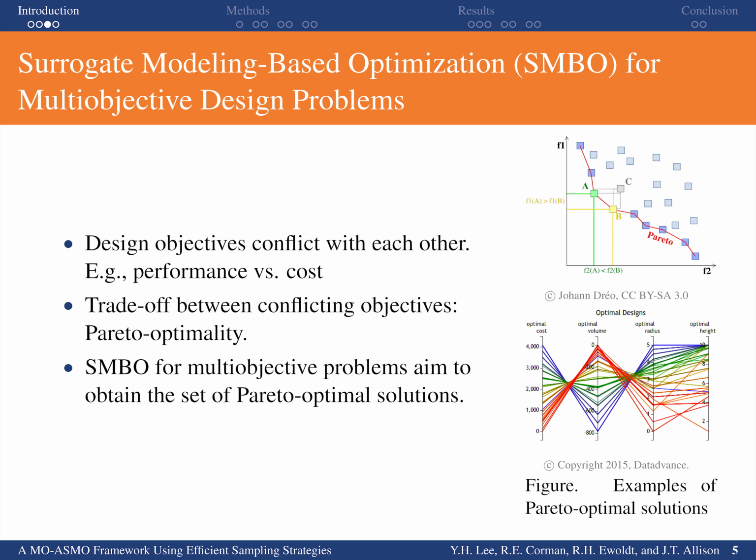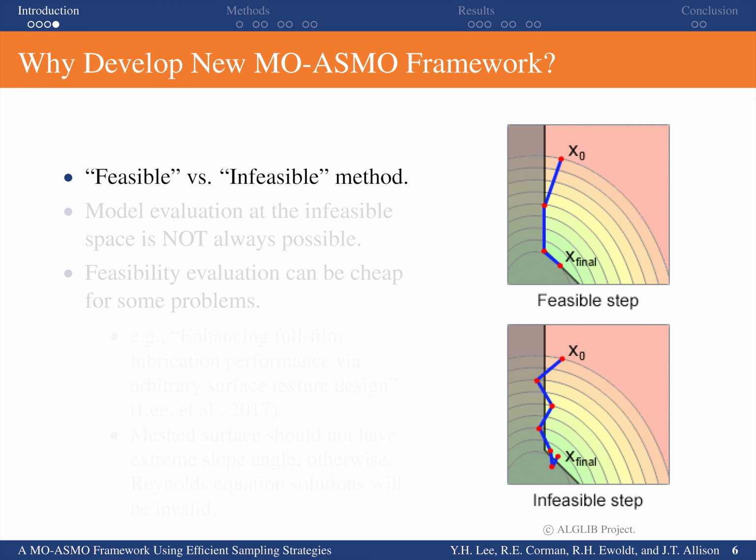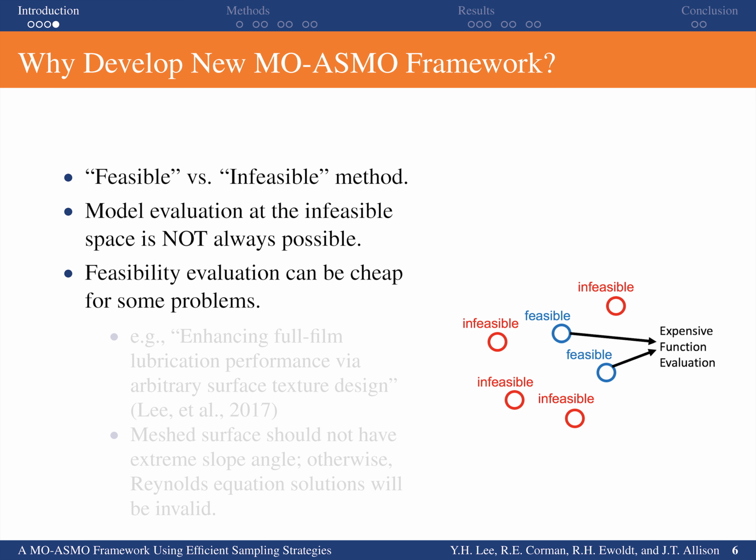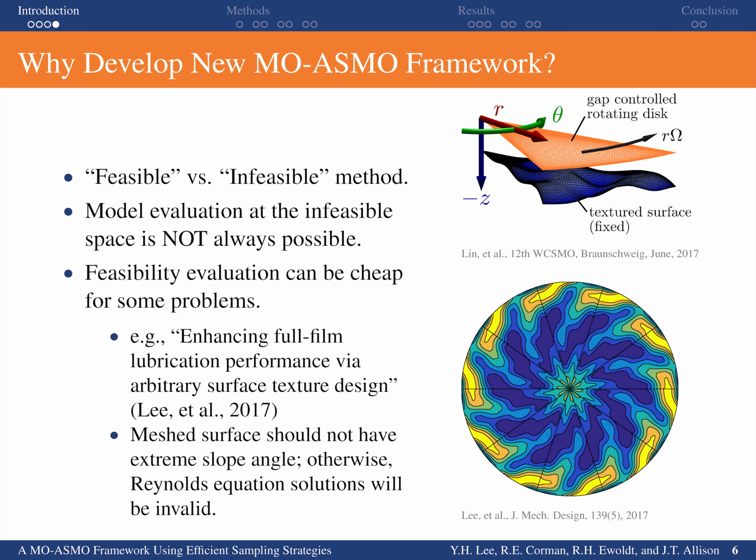Our MO-ASMO algorithm is classified as a feasible method. Infeasible SMBO methods are not useful when it is impossible or difficult to obtain the objective function values outside the feasible region. Also, for some problems, feasibility evaluation can be separated from the expensive objective function evaluations, such as slope constraints on the meshed surface given in this figure. So, these motivations led us to develop a specific MO-ASMO framework, which is efficient for solving certain problems.